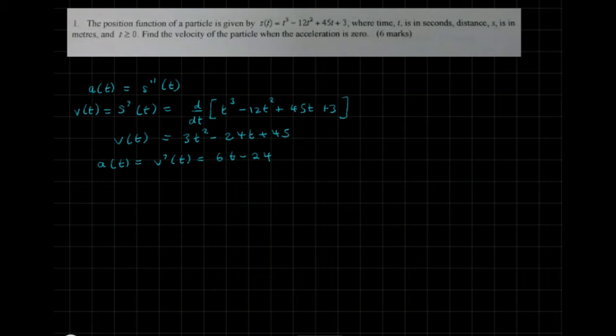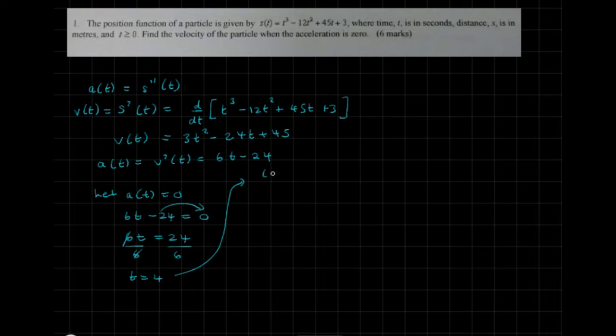Well, if we want to find the velocity when the acceleration is 0, let's first figure out the time it takes to make the acceleration 0. So I'm going to let a of t equal 0. If a of t is equal to 0, then we have 6t minus 24 is equal to 0. I'm going to move the 24 to the other side, so 6t is equal to 24. If I want to solve for t, I'm going to divide by 6 on both sides. t is equal to 4. So at 4 seconds, the acceleration of the particle is 0.